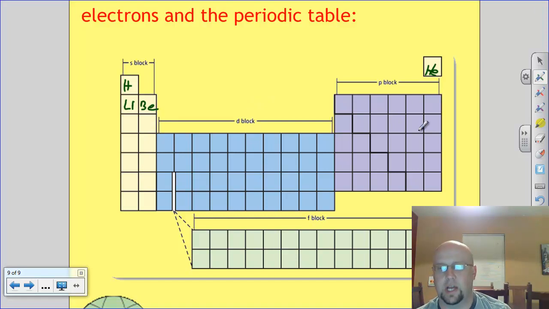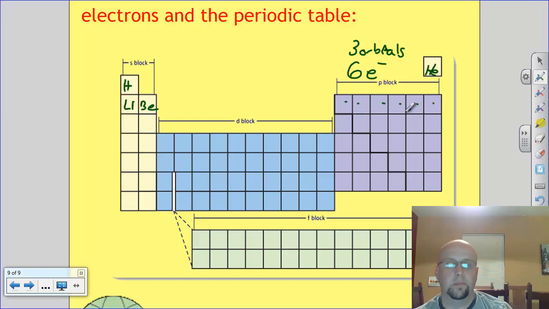Okay, jump over to the other side here. This region here is called the P block, and if you remember, how many electrons did we say that we could hold in the P block? Well, we said that there were 3 orbitals in P. Okay, and so if there's 3 orbitals, then that means that there are 6 electrons. 1, 2, 3, 4, 5, 6. Okay, so that means that we could end in P1, P2, P3, P4, P5, P6, and we'll talk more about that in the next podcast.